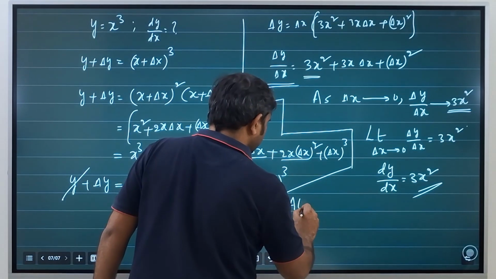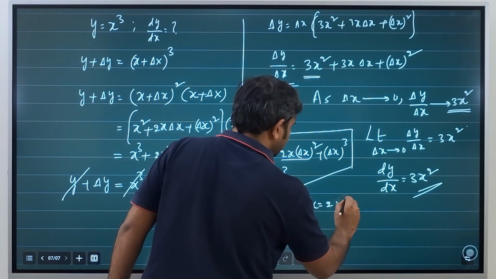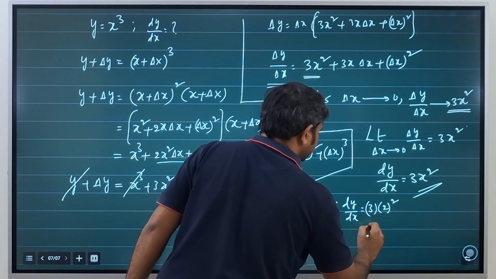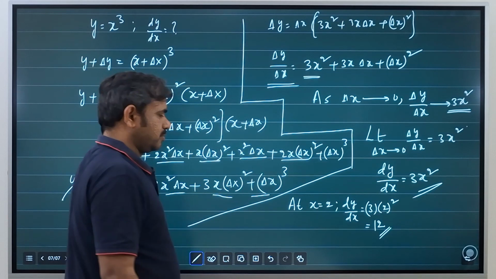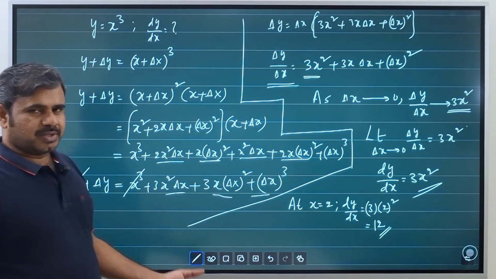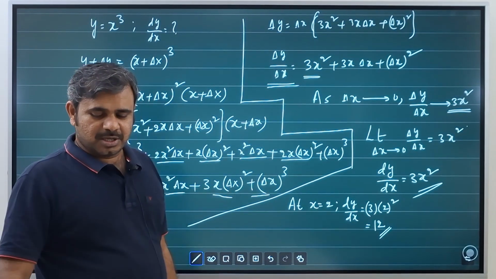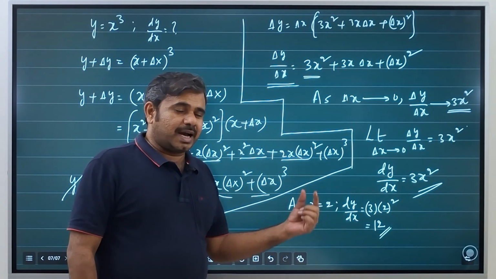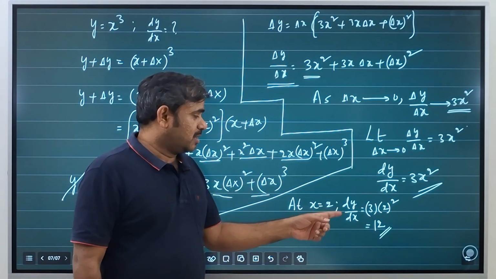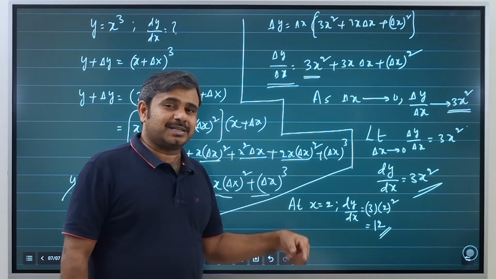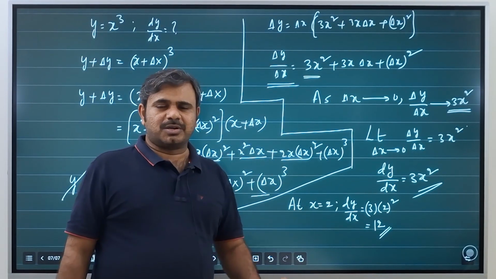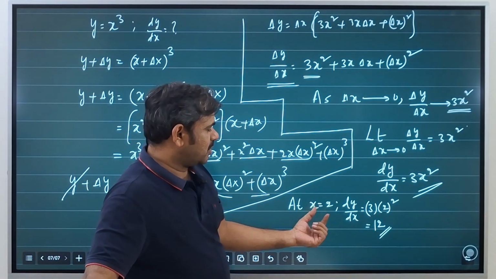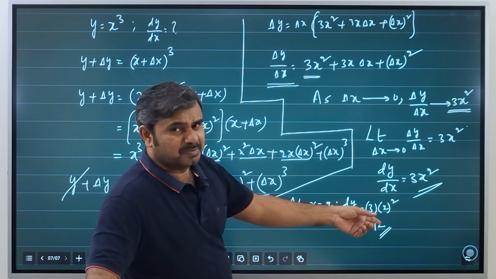At x is equal to 2, what are we getting? dy by dx is equal to 3 into 2 square, which is 12. At x is equal to 2, dy by dx is equal to 12. What it means is, if you construct a very small interval around x is equal to 2, as that interval becomes smaller and smaller, rate of change in y with respect to x in that small interval approaches number 12. So as the interval becomes smaller, rate of change in y with respect to x becomes closer to 12.